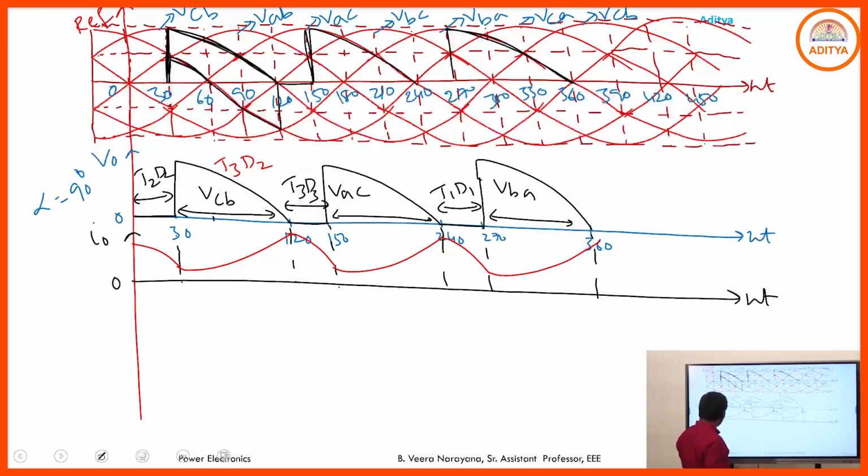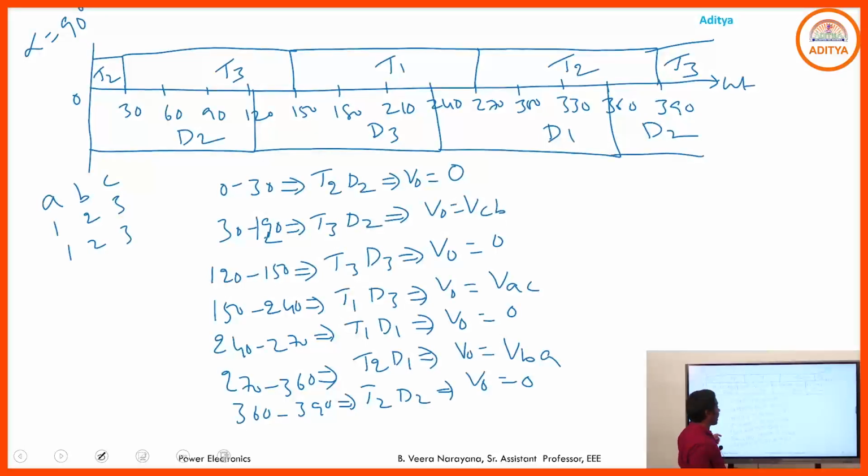First we go with the continuous conduction mode, and for alpha equal to 90 degrees, I just want to draw the output voltage waveform under continuous conduction mode. So if you want to draw for alpha equal to 90 degrees, first you go through the timing diagram. If I am taking alpha equal to 90 degrees, T1 comes to the on state at 90 plus 60, that means 150. From 150 onwards, T1 is in the on state. The conduction period of each device is 120 degrees. So 150 to 270 T1, 270 to 390 T2, after that T3.